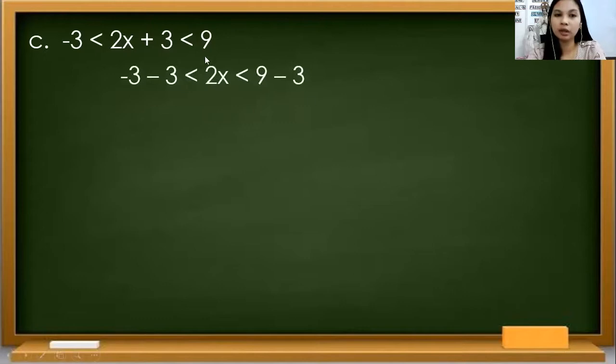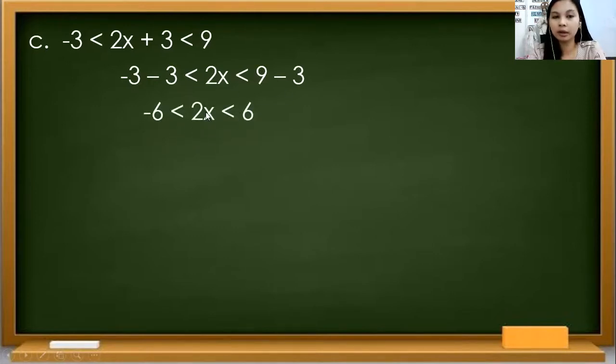So, si negative 3, si 3, dinistribute ko sa left side as well as to the right side po. So, since positive siya, naging negative 3 na po siya. Okay, and then simplify lang po. Negative 3 minus 3 is negative 6 and then 9 minus 3 is positive 6.